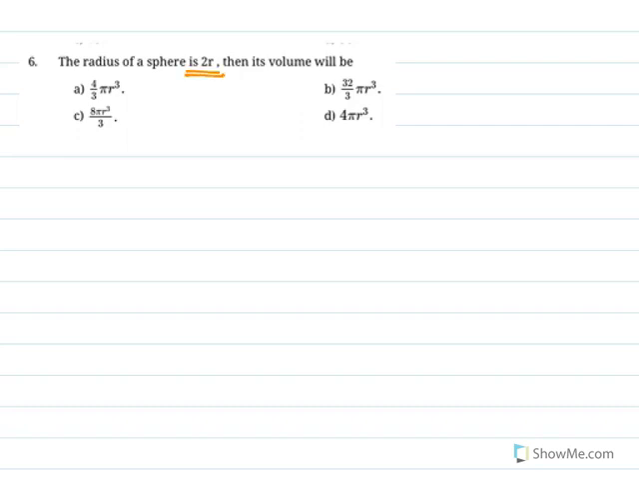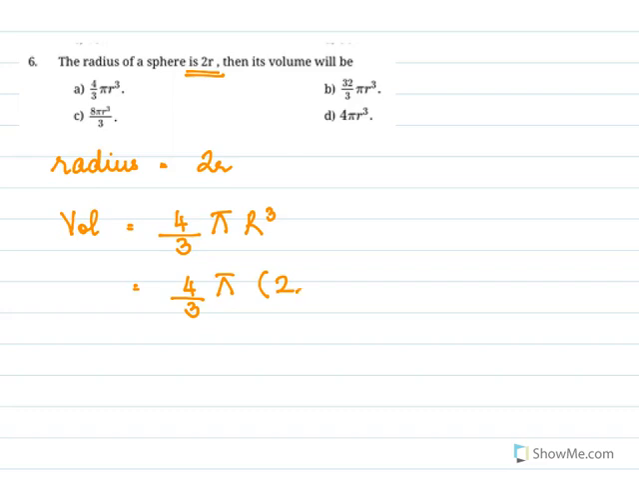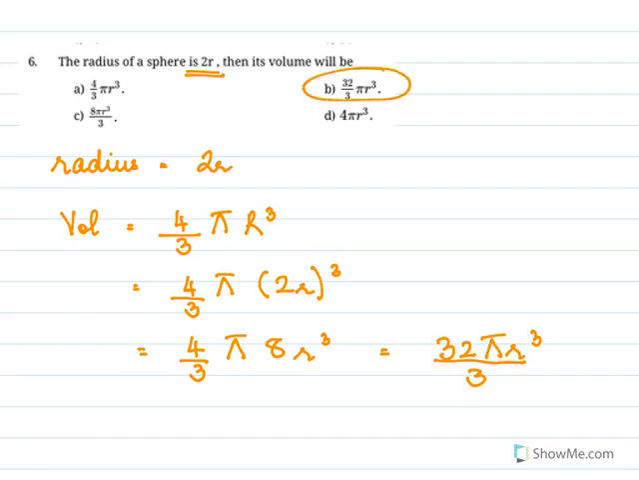Next sum, the radius of a sphere is 2r, then its volume will be. Now radius equal to 2r, so volume equal to 4 by 3 pi r cube equal to 4 by 3 pi. Now r is 2r, so 2r the whole cube, which is equal to 4 by 3 pi 8 r cube. So you reduce this, and on reducing you get 32 pi r cube over 3. So the right option is B.